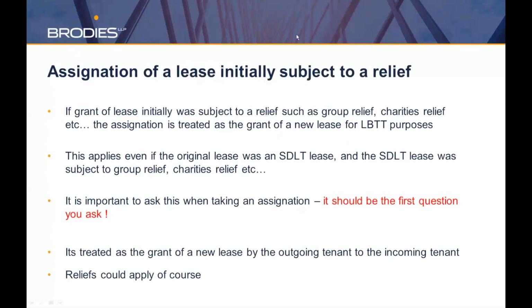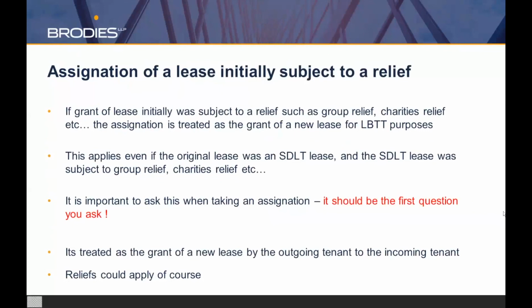You'll remember at the outset we said that if there's a lease subject to a relief, it's not subject to the 3-yearly returns rules. Well, if there's an assignation to a party that doesn't qualify for the same relief, so if you've got a lease that benefits from group relief and it's assigned outside the group, then the assignation is treated as the grant of a new lease for LBTT purposes. This means that the incoming tenant is going to be responsible for paying LBTT on all of the remaining rent for the remainder of the term of the lease.